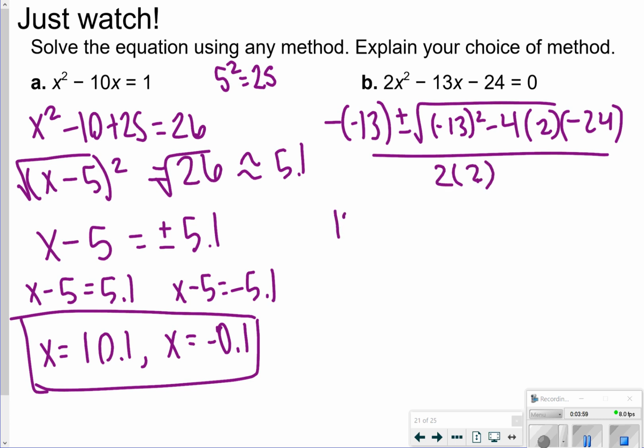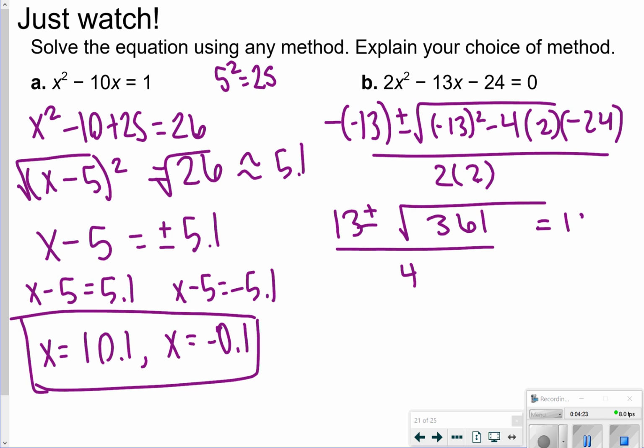All right, so we're going to get 13 plus or minus the square root of 13 squared, which is 169, and then 2 times 24 is 48. 48 times 4 is 192, so we're going to be adding 169 and 192 together to get 361, all over 4. And then the square root of 361 is 19, so we will have 13 plus or minus 19 over 4. So that's going to give us x is equal to 8, and then x is equal to negative 3/2, or negative 1 1/2.